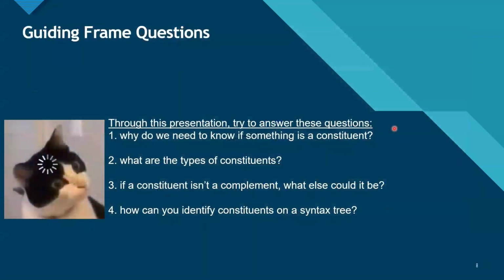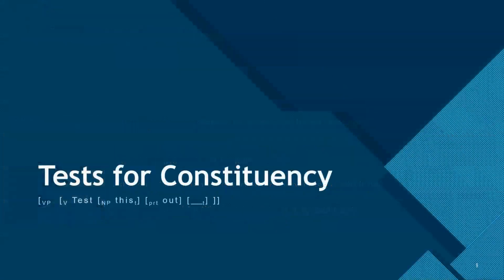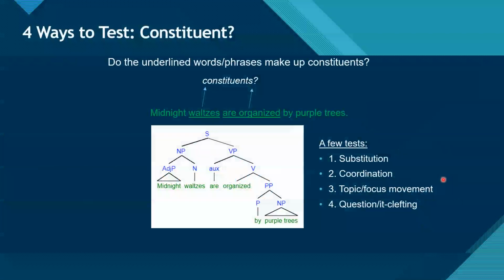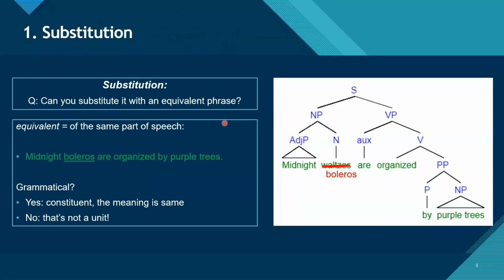As you go through these slides, take a look at these guiding questions, see if you can answer these. If you can get these all down by the end, you've mastered constituency testing. Here are the basic tests that we're going to go through: substitution, coordination, topic movement, and question and it-clefting. We're going to use this sentence as an example, using waltzes and are organized as our main test phrases, let's say.